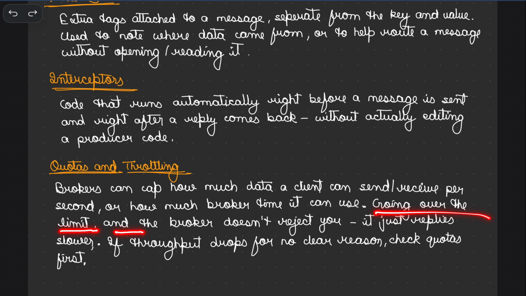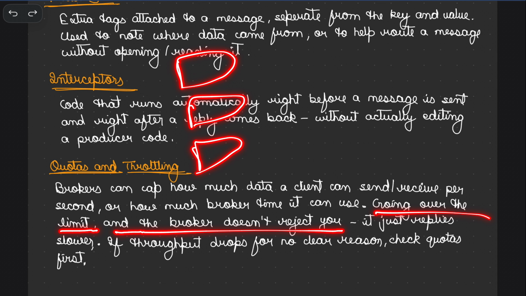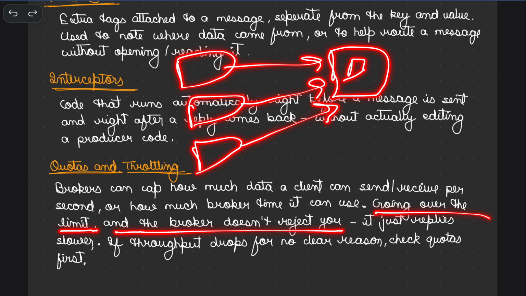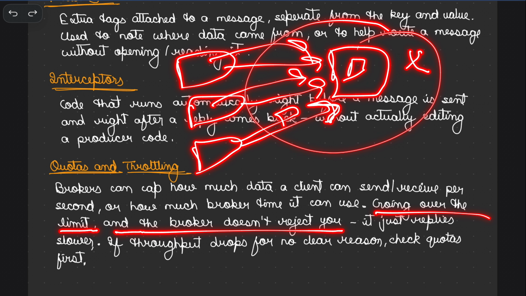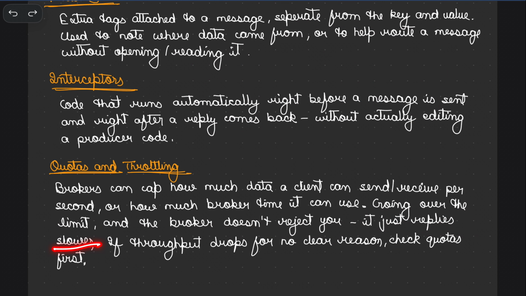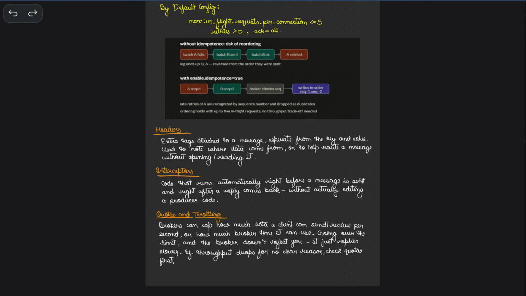And what will happen? The broker doesn't reject you. Let's say, taking the same example of 3 microservices and one broker, everyone is sending messages, and if it is going over the limit and again sending all the messages, the broker won't reject, but it gets slowed down. It just replies slower, and if throughput drops for no clear reason, check quotas first. I hope quotas and throttling are clear in Kafka.